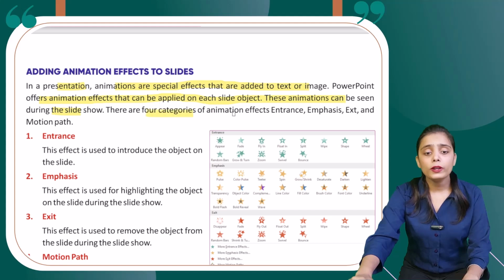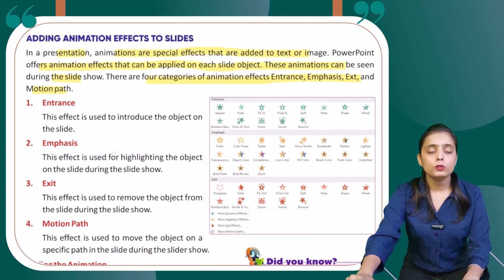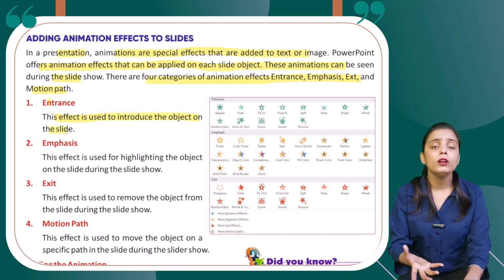So there are 4 categories of animation effects: entrance, emphasis, exit, and motion path. We are going to explore all these 4. First is entrance. Here you can see, under entrance you have appear, fade, fly in, float in. These effects are used to introduce the object on the slide.